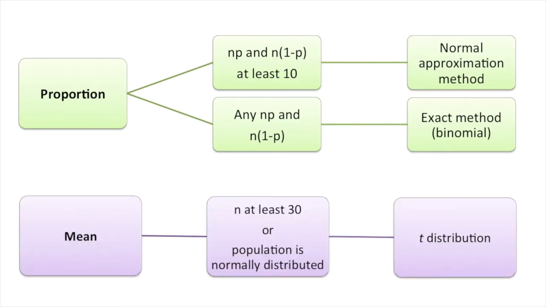For a mean, if the sample size is at least 30, or if you know that the population is normally distributed, then the sampling distribution can be approximated using a t distribution. If this assumption is not met, then you should use the bootstrapping methods that you learned last week. Let's start by looking at a confidence interval for a proportion.